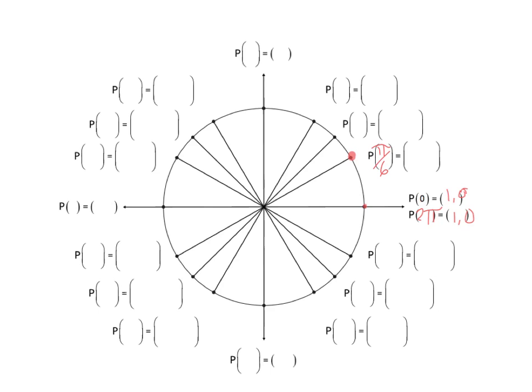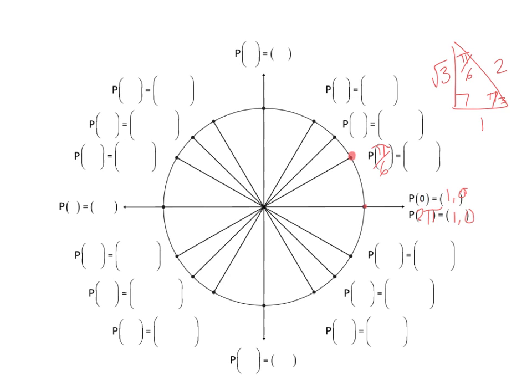But what we can do to figure it out is consider the special triangle that has pi over 6 in it, which looks like this. 1, 2, root 3, pi over 3 and pi over 6. And we're going to need to figure out the x and y coordinates of that point.